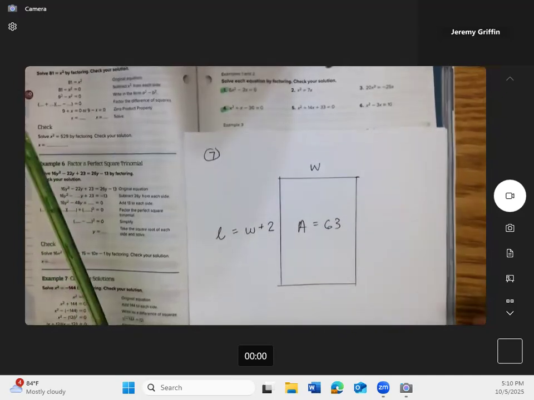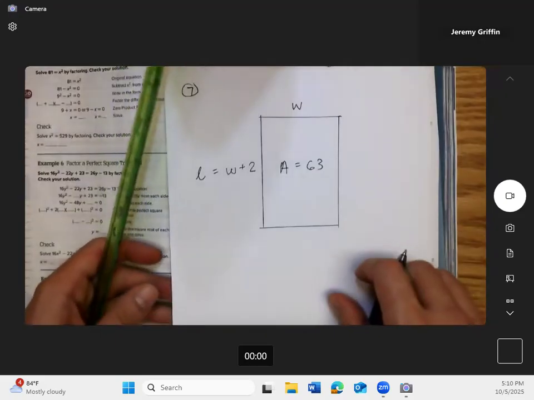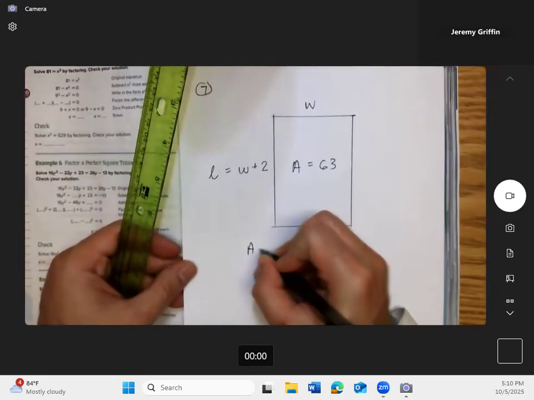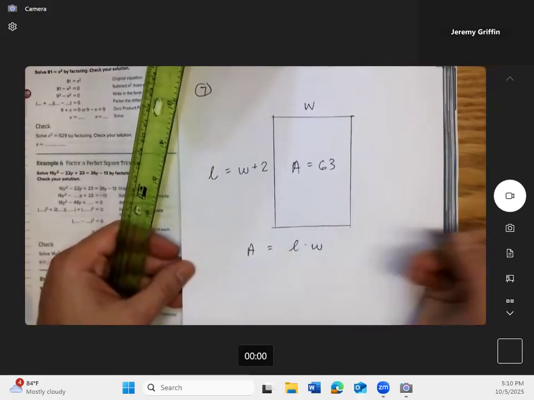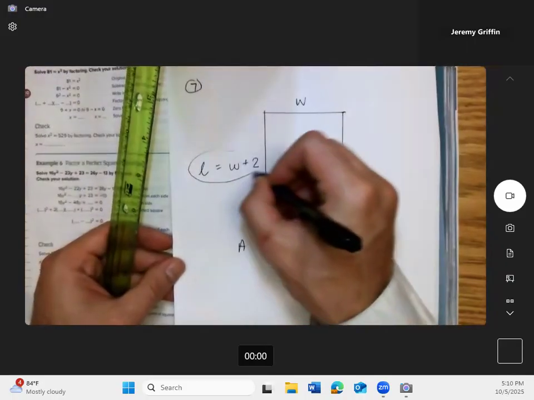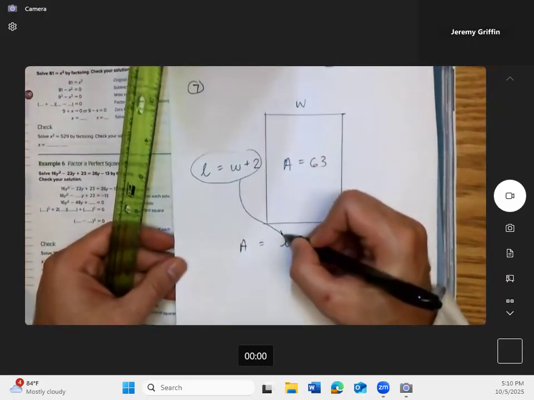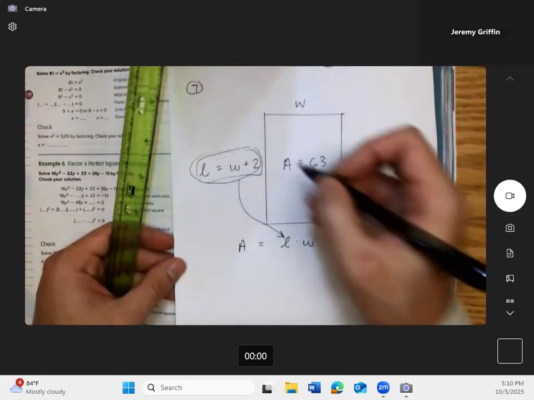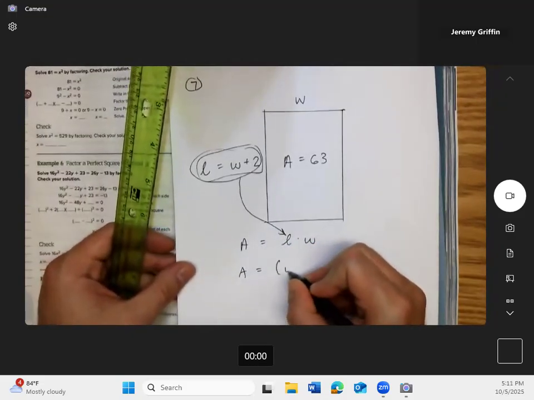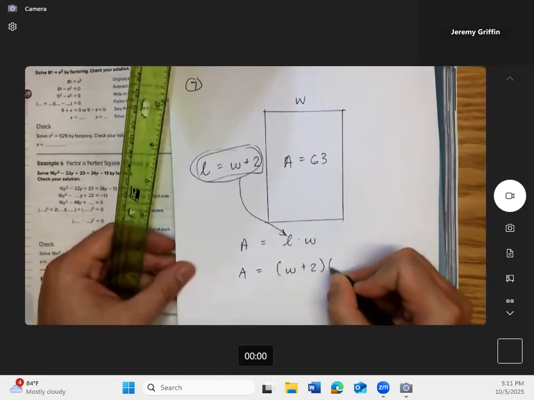Okay, everything's in feet and square feet. So unlike the car example earlier, we don't have to do any conversions. So that's nice. Well, I know area is equal to length times width for a rectangle. So I'm multiplying those together. And in terms of length, I can substitute. In place of L, I'll put W plus 2. So area is equal to W plus 2 times W.